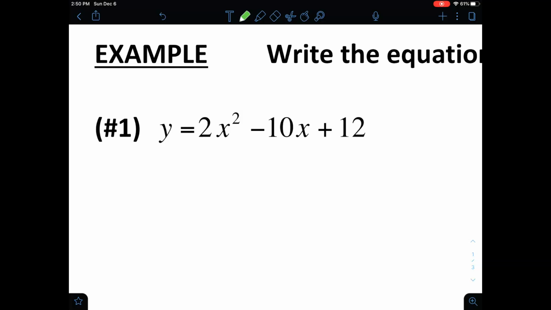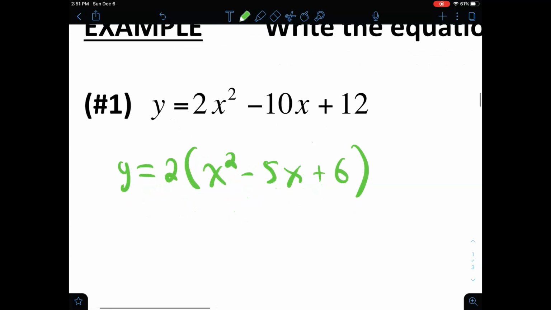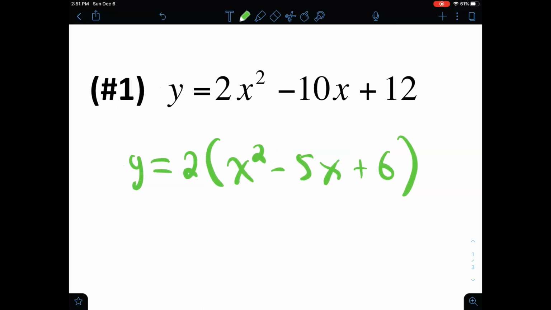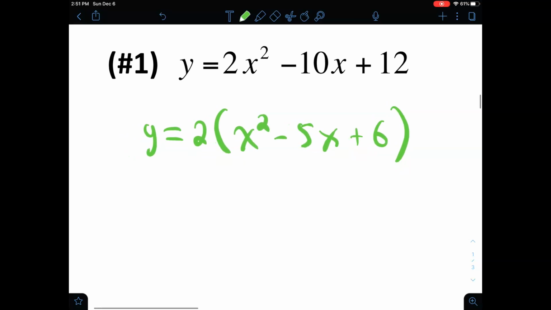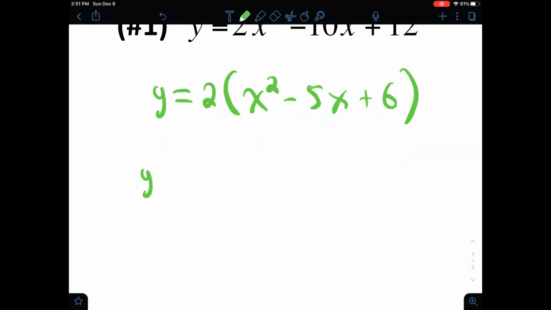So we're going to do y. We're going to pull out a 2 in front. This one doesn't have an x, so we can't pull out an x. So we're going to have parentheses. We got x squared minus 5x, dividing everything by 2, plus 6. All right, so we pulled out a GCF. Now we need to see how many terms we have inside the parentheses. We have 3 terms. Is it a perfect square trinomial? It is not. Okay, so then we need to do our general factoring or our smiley face methods.